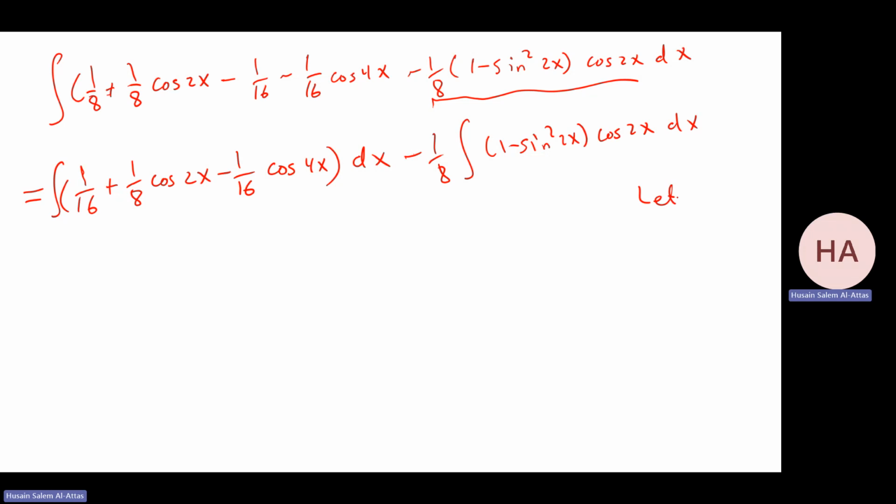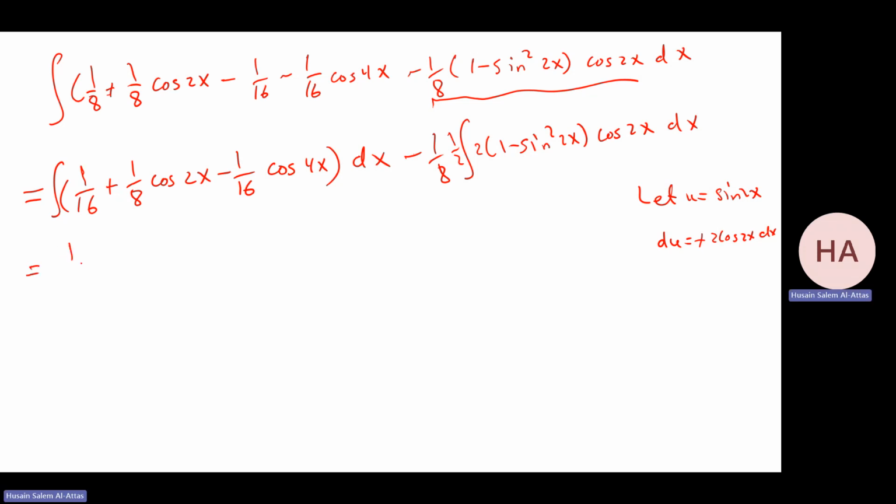I let u be sine x. du will be plus cosine x dx. So I need 2 here and a half outside. Okay, so that will be what?